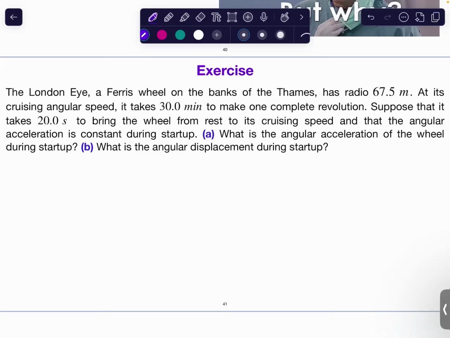So, at its cruising angular speed, it takes 30 minutes to make one complete revolution. Suppose it takes 20 seconds to bring the wheel from rest to its cruising speed, and the angular acceleration is constant during startup. So first off, what is the angular acceleration of the wheel during startup? Okay, let's see if we can figure that out. So the angular acceleration has to be in units of what? Radians per second squared.